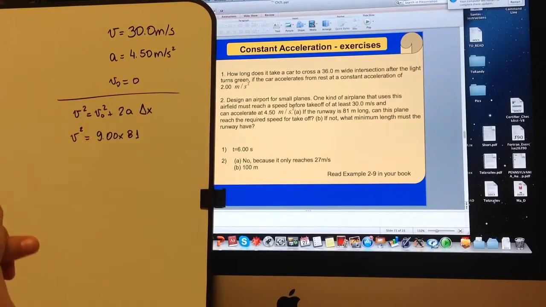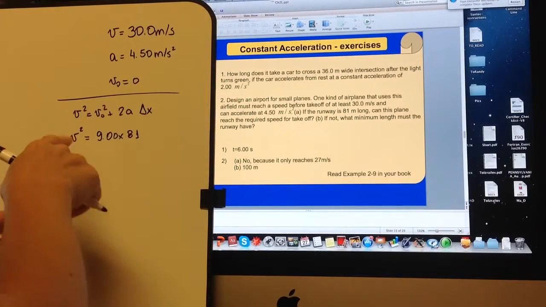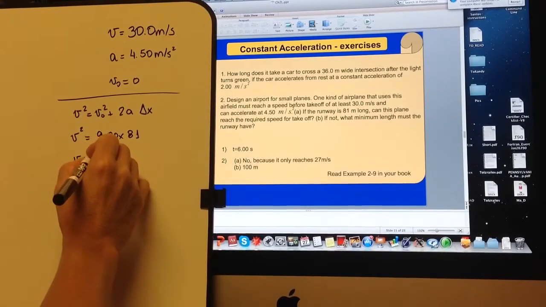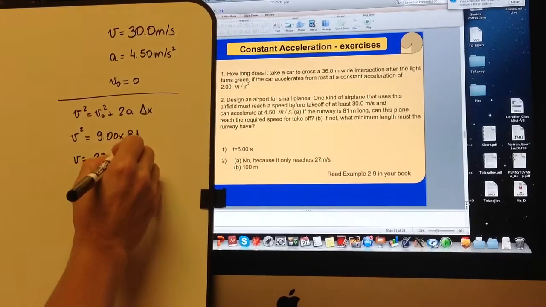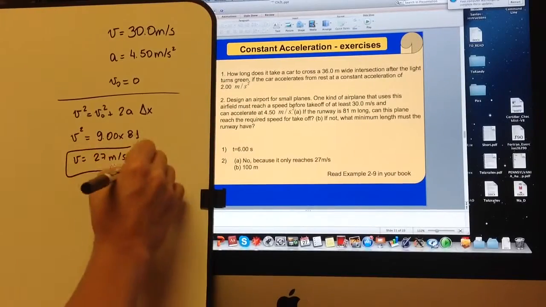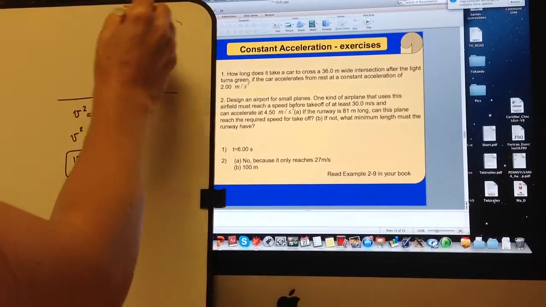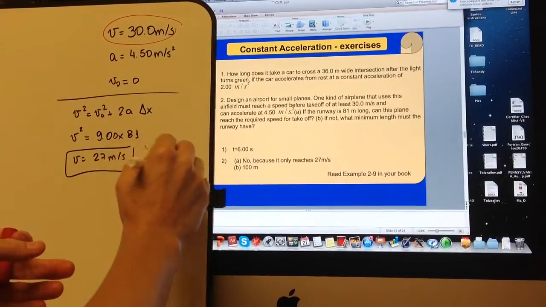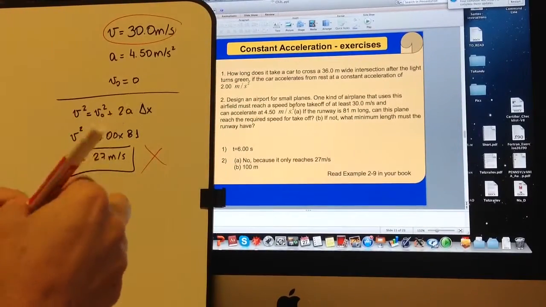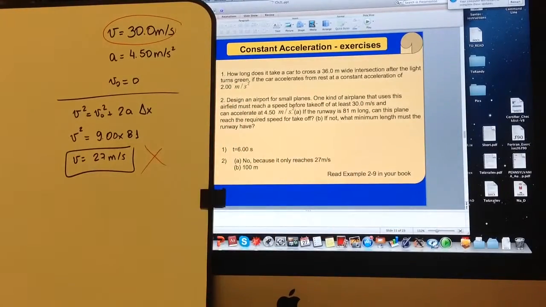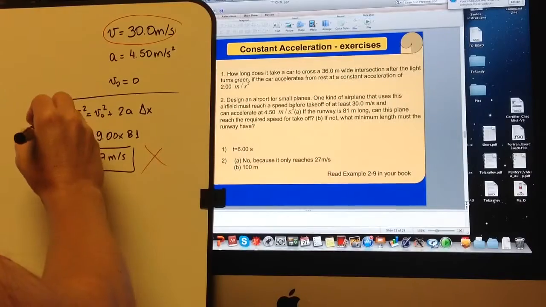If you do this calculation and find the square root, you will see that v is going to be 27 meters per second. Well, then we are in trouble, right? We are not reaching the 30 meters per second that we need, so the answer is no. We will not be able to take off. So 81 meters is not enough.